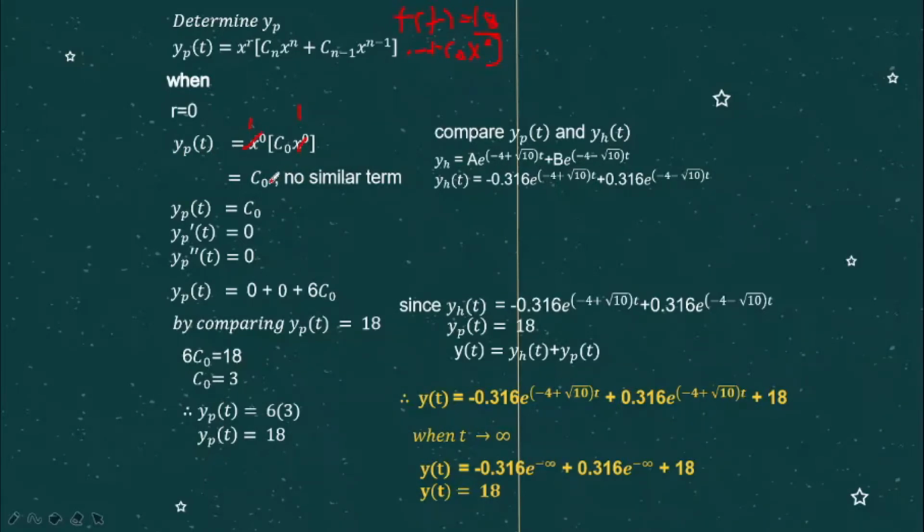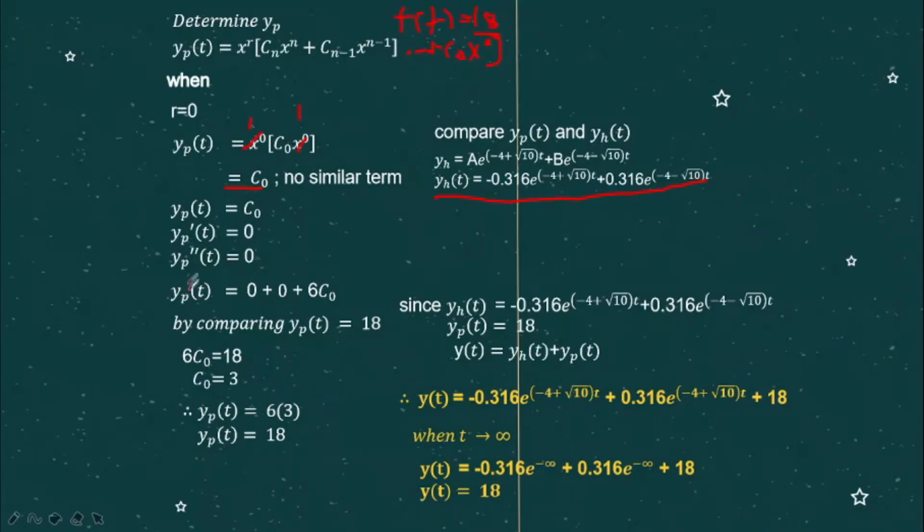After that we have to compare this yp with yh. Is there any similar term? No. This is constant and this is exponential in t, so no similar term. So we can continue to differentiate. y prime equal to, we differentiate a constant, this is constant, so equal to 0. Differentiate 0 equal to 0.